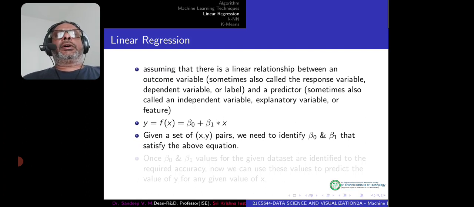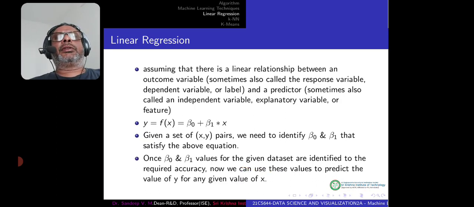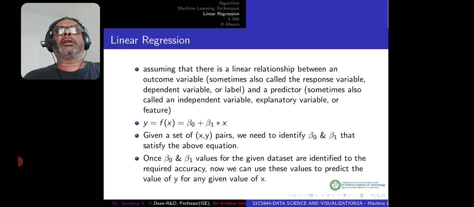So the aim of linear regression is, if we are given a set of xy pairs, then we need to identify beta naught and beta 1 that satisfy the above equation for all the data pairs. So once these beta naught and beta 1 values for the given data set are identified to the required accuracy, now we can use these values to predict new values of y for any given value of x. So that's the logic of linear regression.